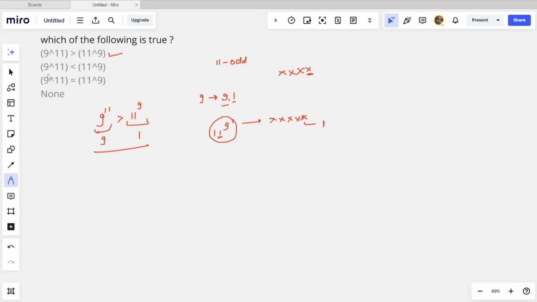Now let's check the second option: 9 raised to the power 11 is less than 11 raised to the power 9. As you can see, this is the wrong option. We have found that 9 raised to the power 11 has unit digit 9, so the option saying it equals 1 is not correct, and the none option is also not correct. So our first option is the correct option.